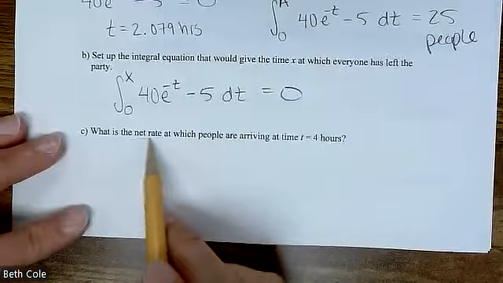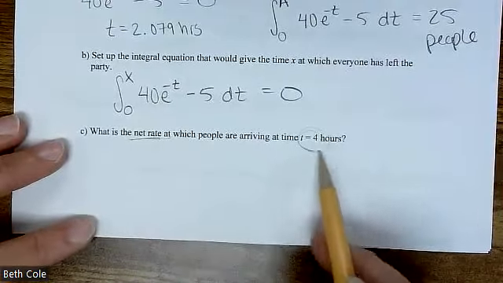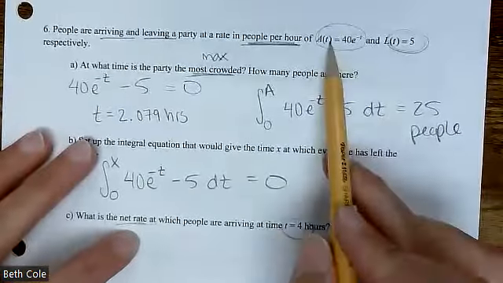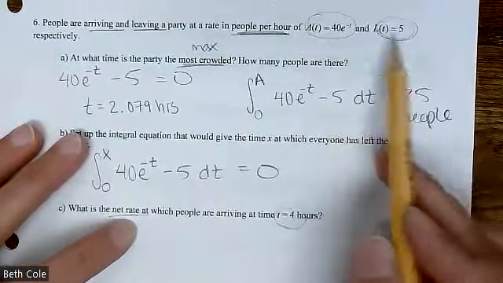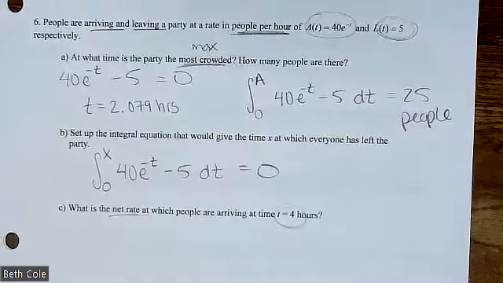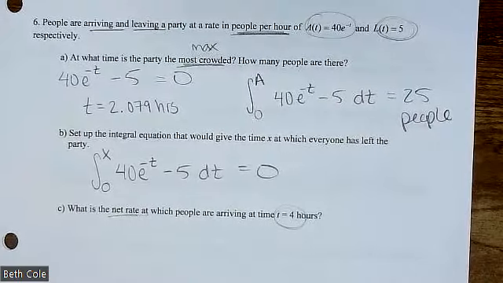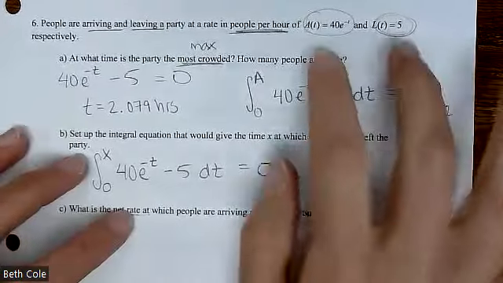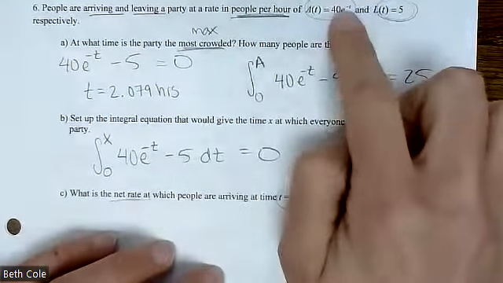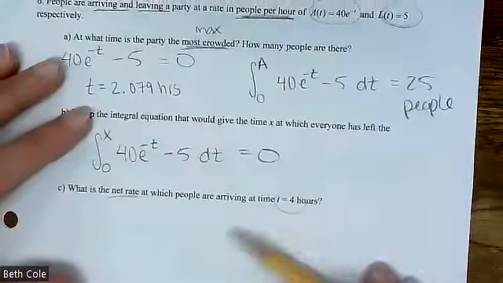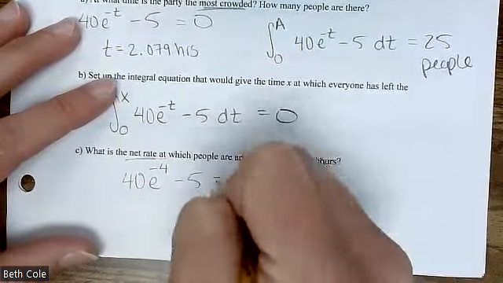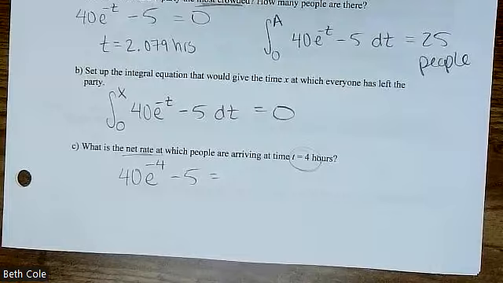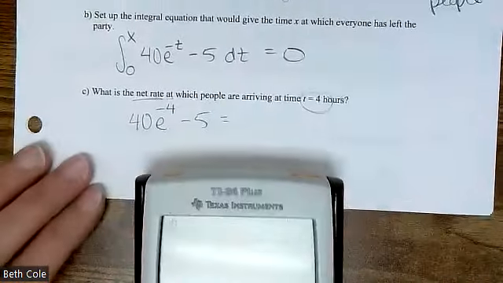And what is the net rate at which people are arriving at time 4? These are rates. So when they ask you for a rate, you're just going to use these. You don't need to take a derivative. You don't need to take an antiderivative. If they ask for the rate at time 4 and they give you the rates, all you're going to do is take 4 and plug it in, all right? So it would be 40e to the -4th minus 5. And don't stop listening to me when we finish this because we're going to talk about units for that.